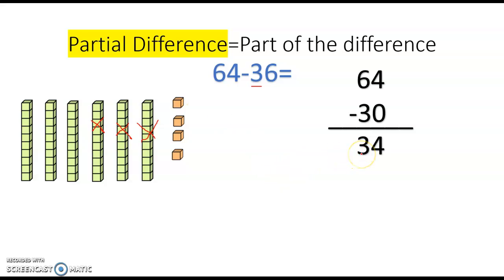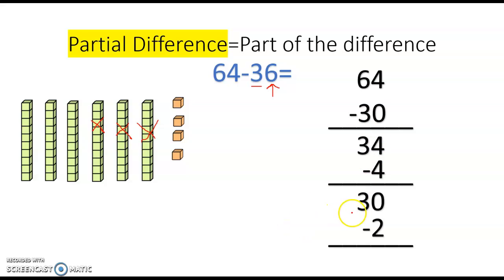To get to my next 10, I only need to take away 4. Now I see that I have 6 ones that I need to take away. But let's make a 10 to make this easier. So we're going to take away those 4 to get 30. So I know that I need to take away 6 ones. I've already taken away 4 of them. How many ones do I still need to take away? I need to take away 2 more ones.